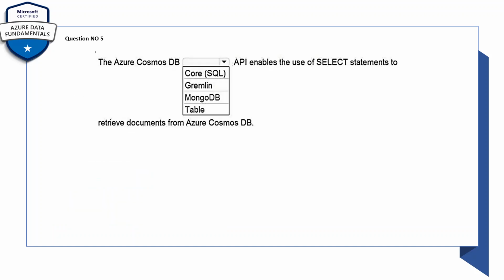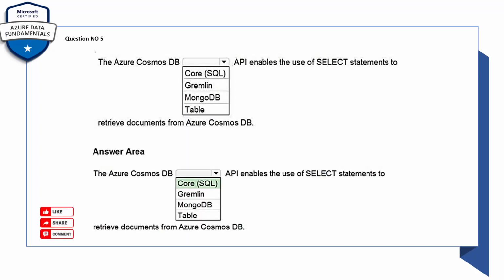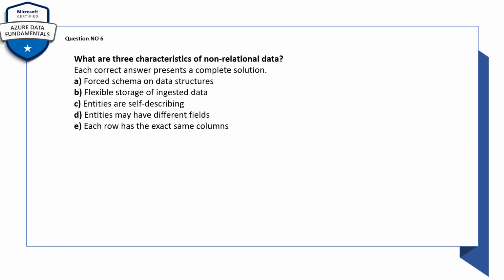Question number 5. Again, this is a drop down. The Azure Cosmos DB API enables the use of select statements to retrieve documents from Azure Cosmos DB. The drop down would have multiple options, and the correct one would be: the Core SQL API enables the use of select statements to retrieve documents from Azure Cosmos DB.